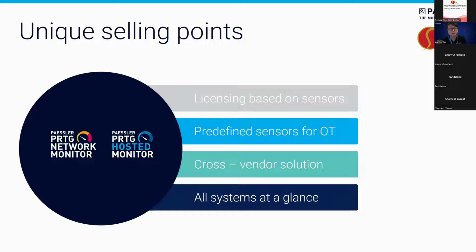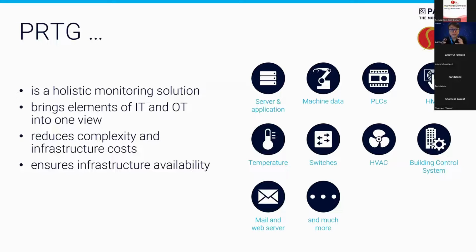And finally, we have all the systems at a glance, using a dashboard to view everything together. So PRTG is a holistic monitoring solution. It really helps to bring the elements of IT and OT into one view. It really helps to reduce the complexity and also the infrastructure cost, and also to ensure your infrastructure availability. As you see on the right-hand side here, these are some examples of what we can do within PRTG to help you monitor.